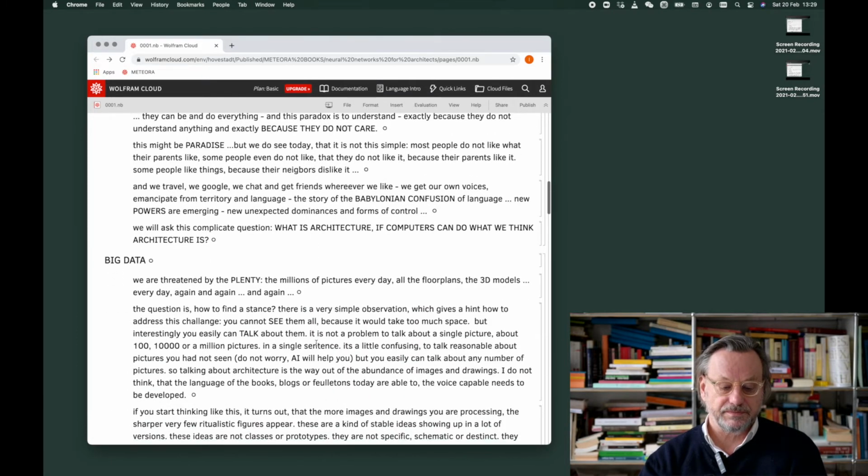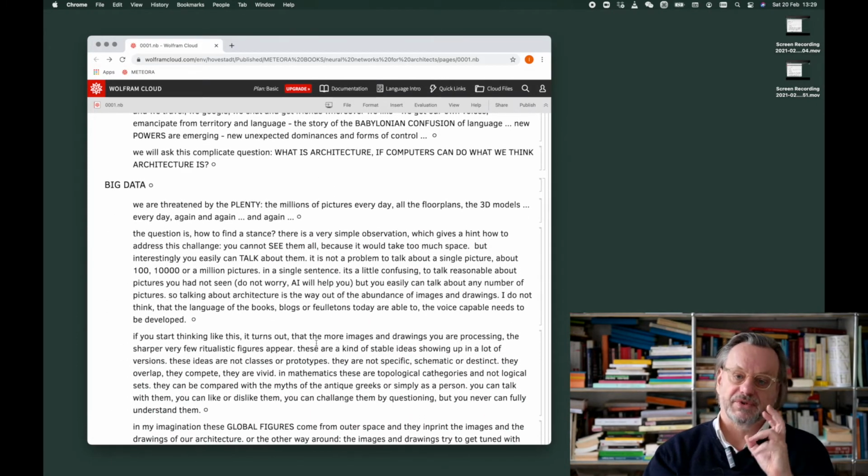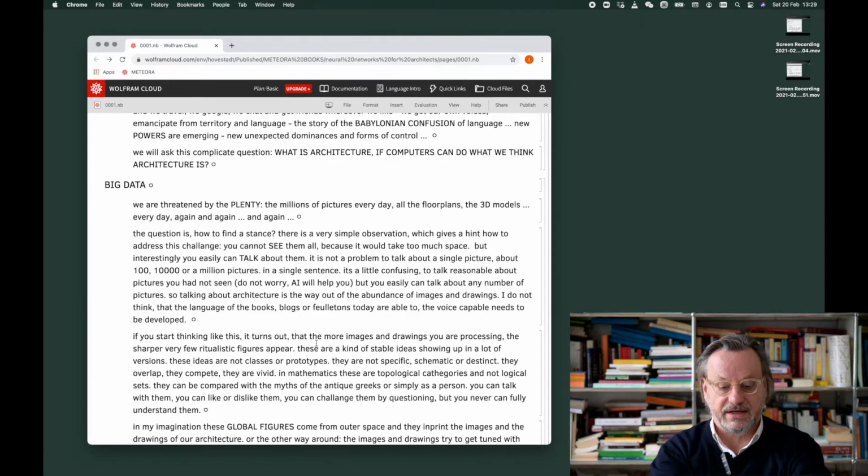And there are two principal branches of the technology involved. The first is big data. There's plenty of data. So in principle, you have access to all the data on this planet. We are suffering with that. We have, for example, 10,000, 100,000, a million pictures a day about architecture we should look at. But there's not enough time for that.